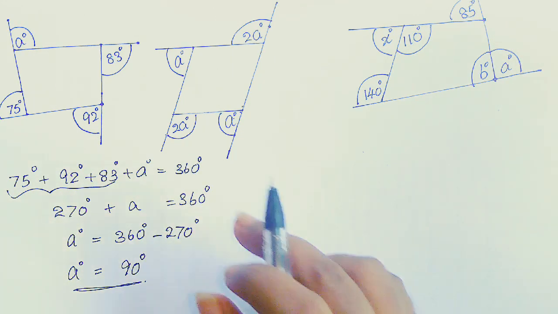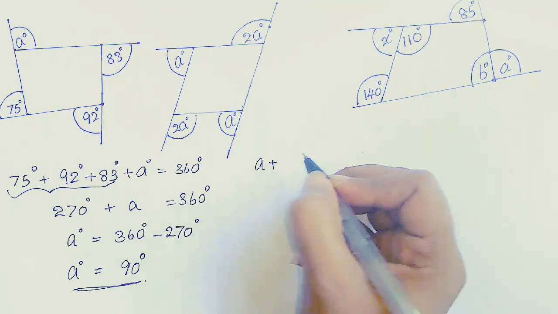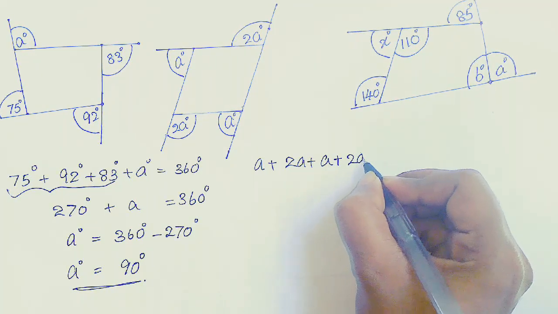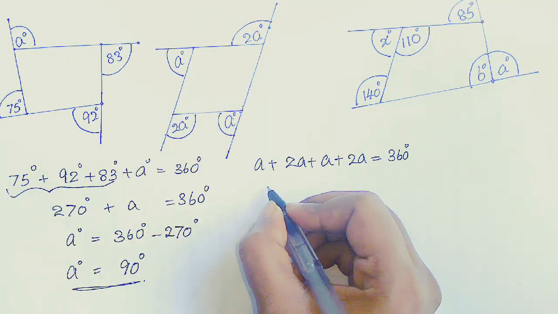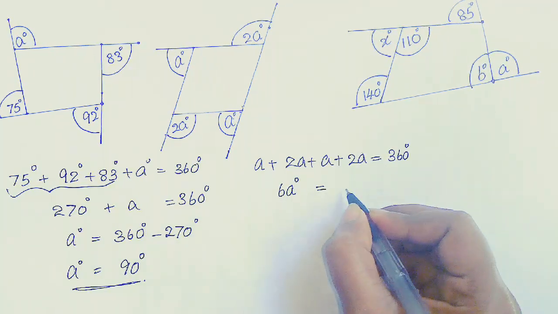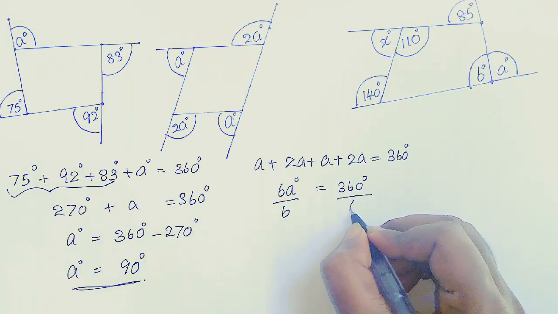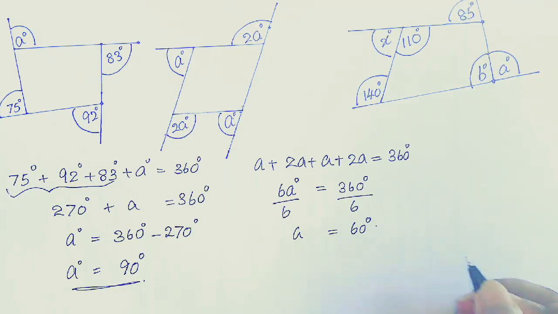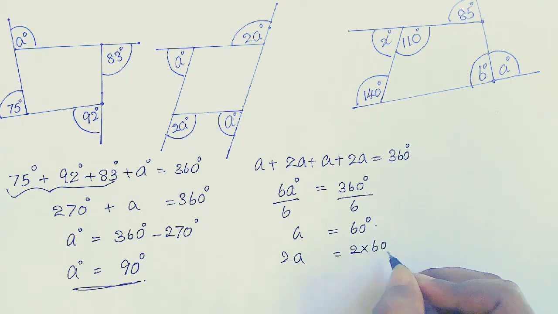In this problem we don't have any numerical value, but we can write A + 2A + A + 2A. Those are 4 angles, equals 360 degrees. Now we can write the algebraic expression 6A equals 360 degrees. We can find the value of A by dividing both sides. A equals 60 degrees. Then we can find 2A by multiplying by 60.